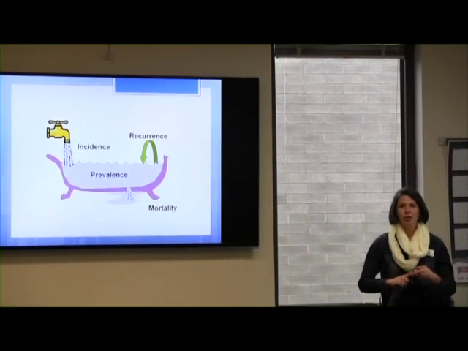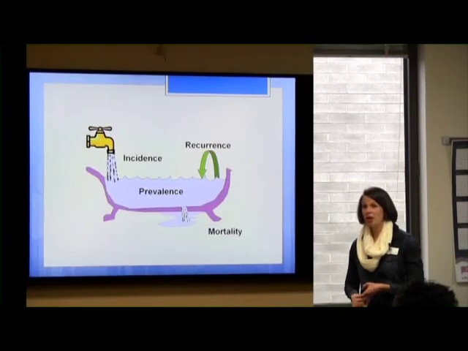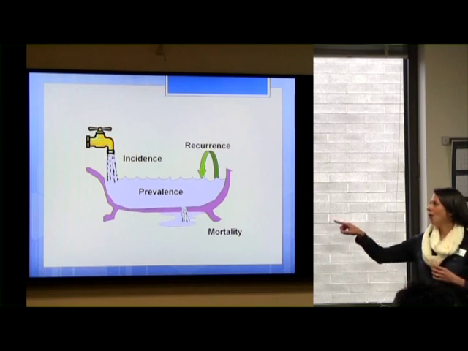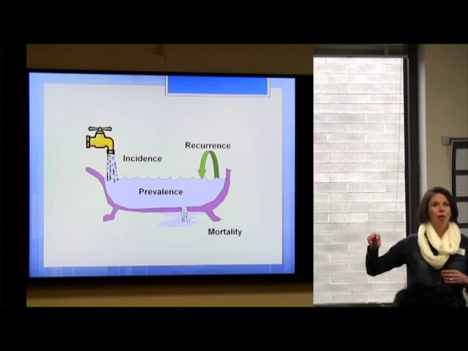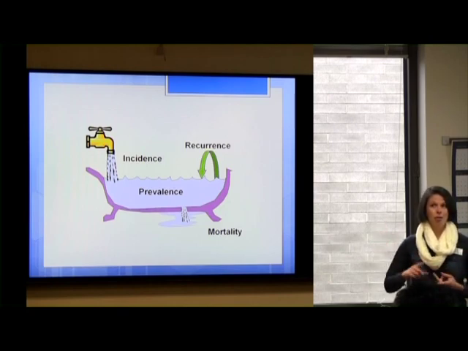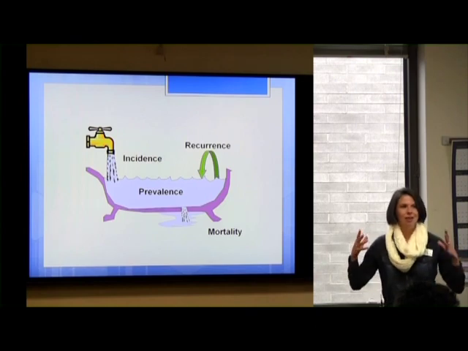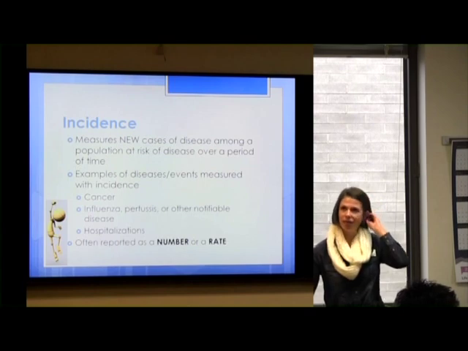So these are brand new cases that were diagnosed 1 month ago, 5 years ago, but they're still alive. And then the hole or the drain of your bathtub represents either mortality or cure. So in order to leave the bathtub from your disease pool, you either need to be cured or you die of that disease. And so that's one way to think of incidence, prevalence, and mortality. Let me give you some examples.